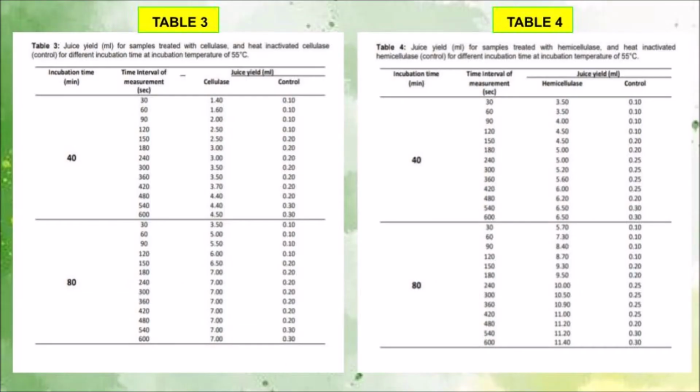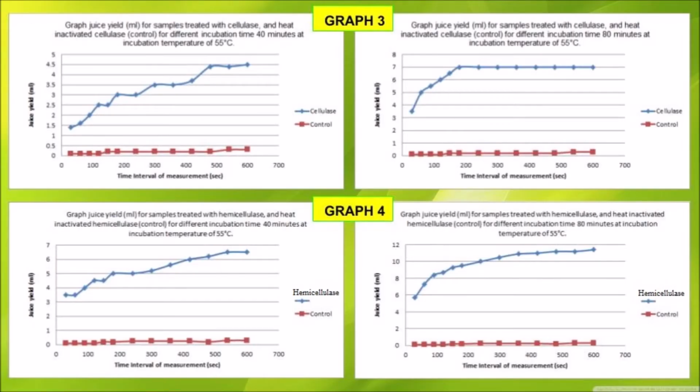Next is table 3 and table 4. Table 3 is the same as tables 1 and 2, but this is for the incubation temperature of 55 degrees Celsius, where the left one is for cellulase and the right one is for hemicellulase. So we convert the data into graph 3 and graph 4. Graph 3 is for cellulase and graph 4 is for hemicellulase. The left one is for incubation time 40 minutes and the right one is for incubation time 80 minutes.